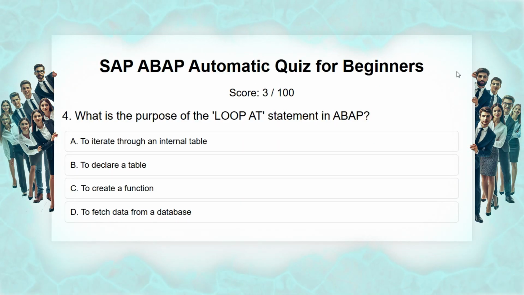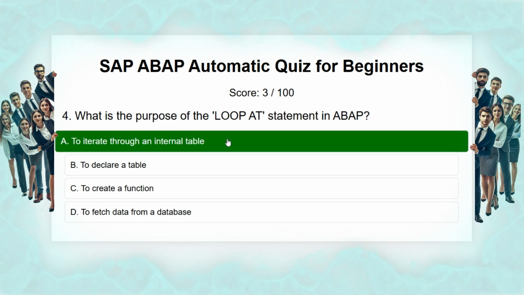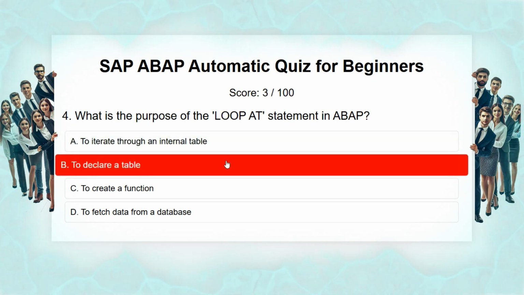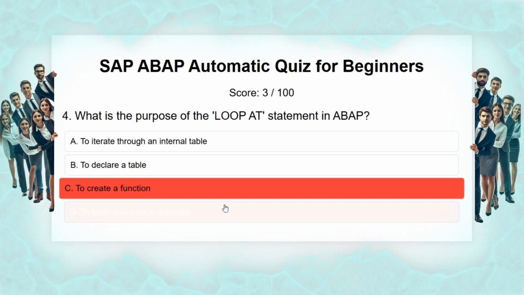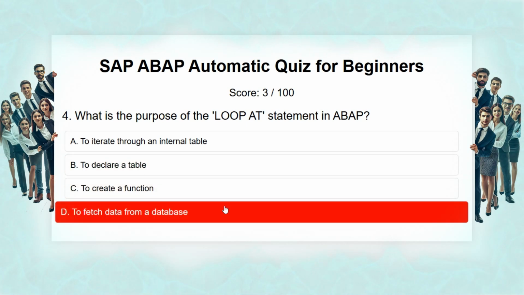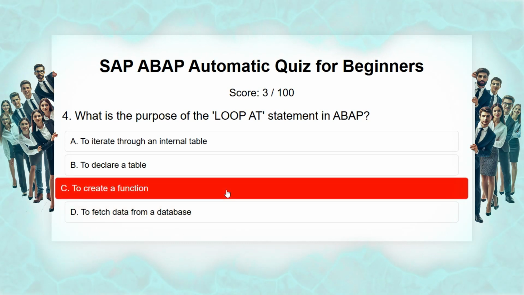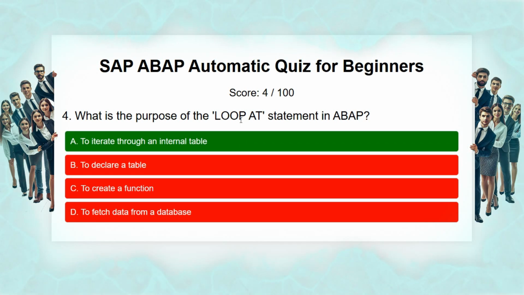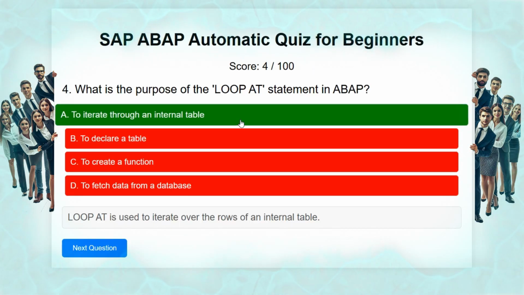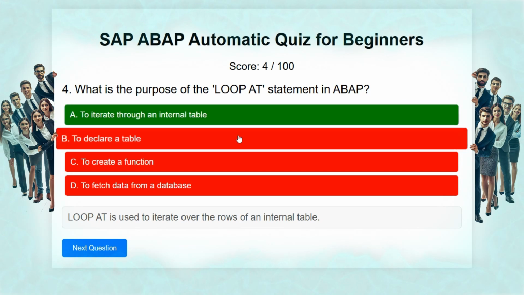4. What is the purpose of the loop at statement in ABAP? A. To iterate through an internal table. B. To declare a table. C. To create a function. D. To fetch data from a database. Correct answer. Loop at is used to iterate over the rows of an internal table.